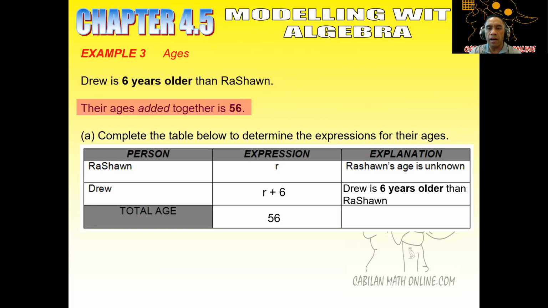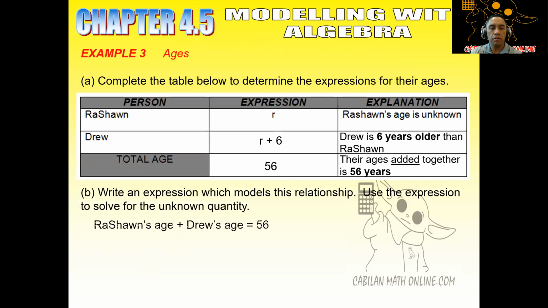All right, so again, just like the previous question here, or sorry, the first example, what we're going to do with those two expressions is add them all up and let it equal 56. So we're going to take Rashawn's age and Drew's age and let it equal 56. So what we know so far is that Rashawn's age is R, and we're going to add Drew's age to it, which is plus R plus 6. And then from here, we're just going to solve for the R.